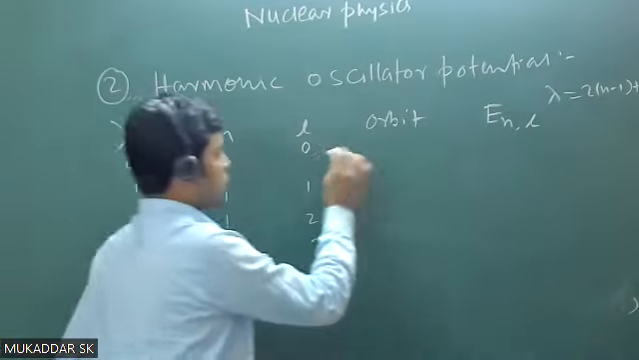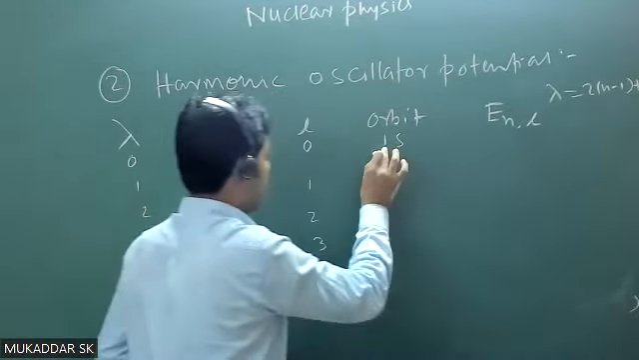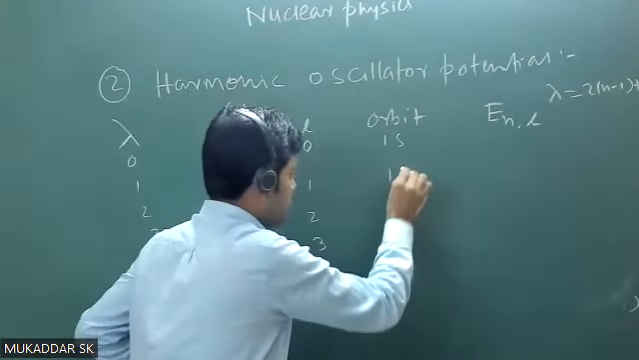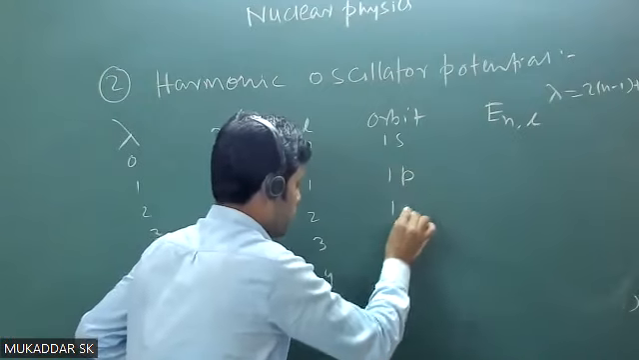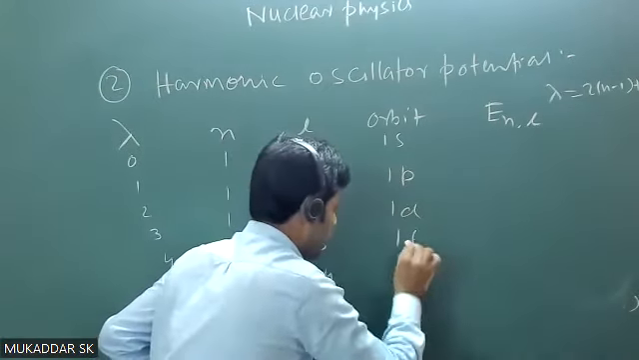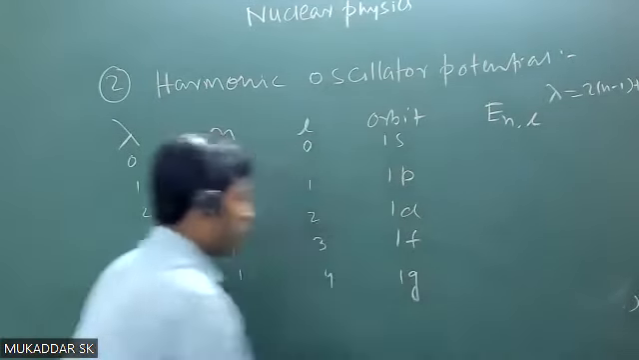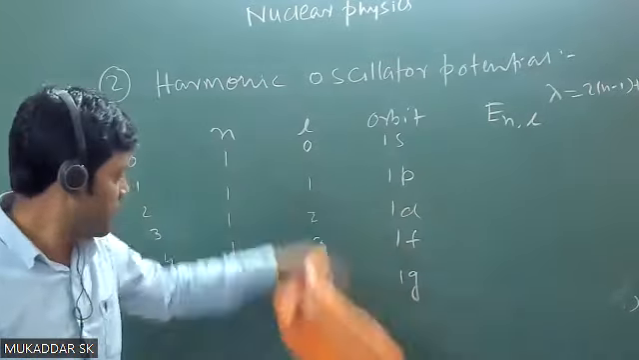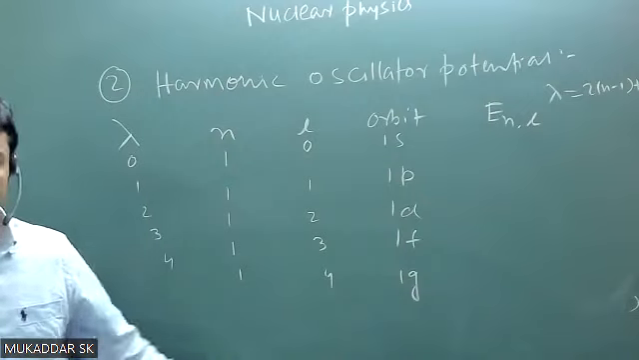And you know for L equals 0, that is your 1s orbital. 1 means n equals 1, L equals 0. Second, you have a 1p orbital. Third will be 1d orbital. Fourth, 1f, 1g, and so on. If you want more, you can extend n values and the corresponding more L values.